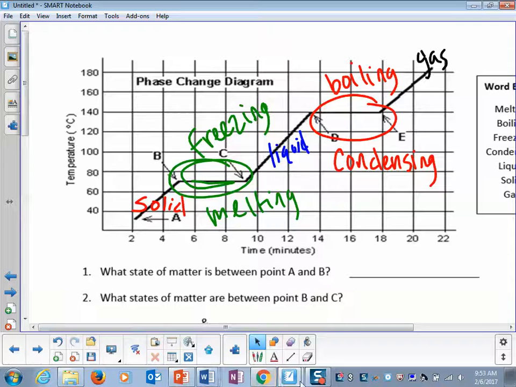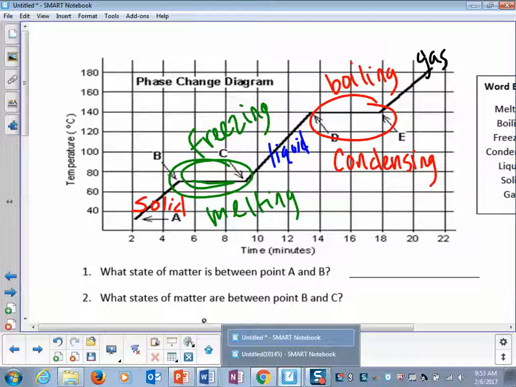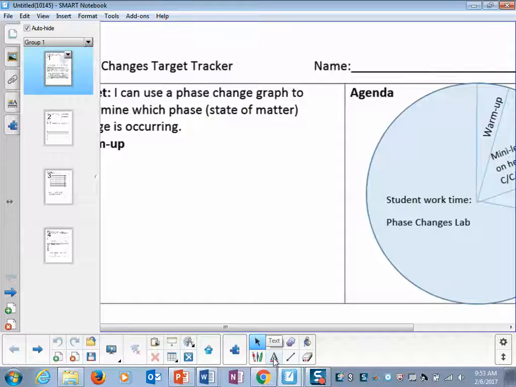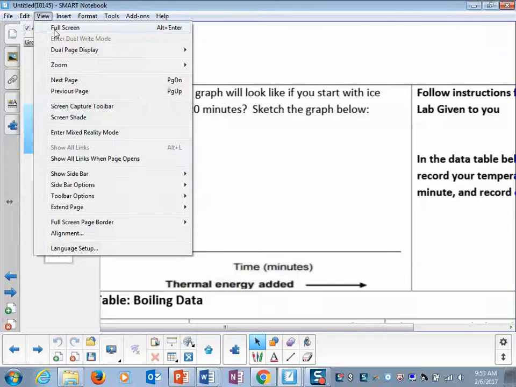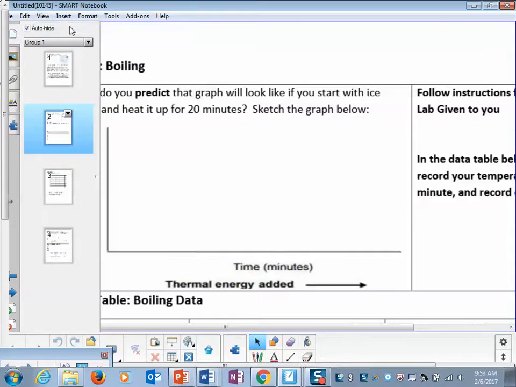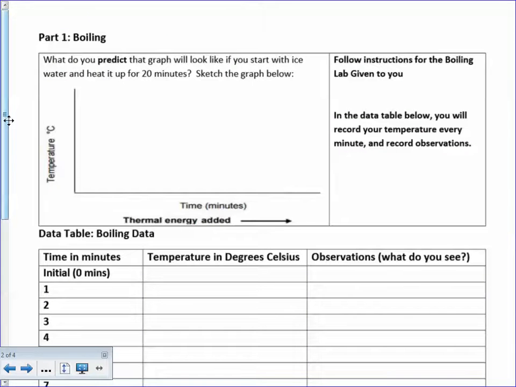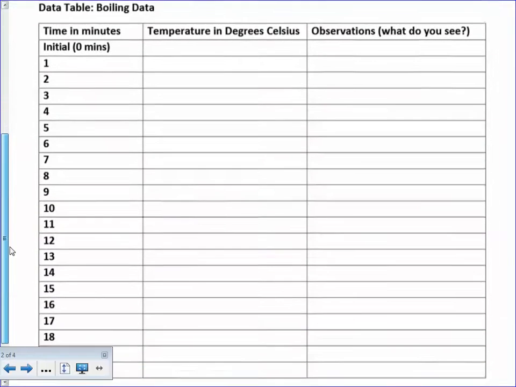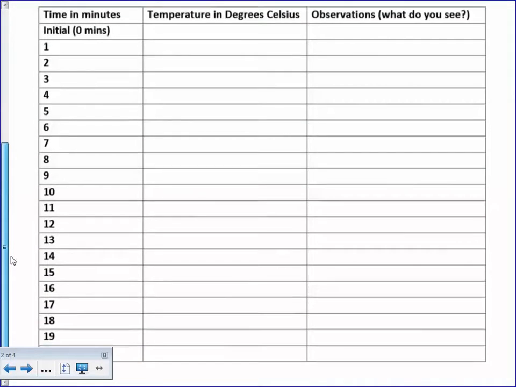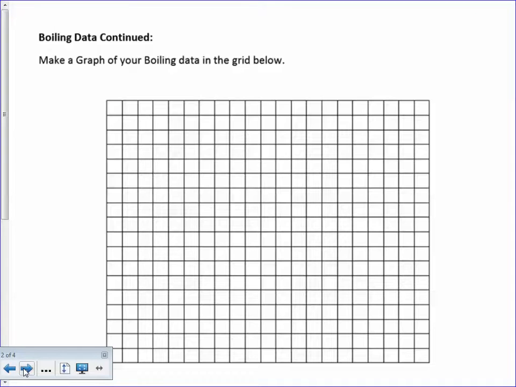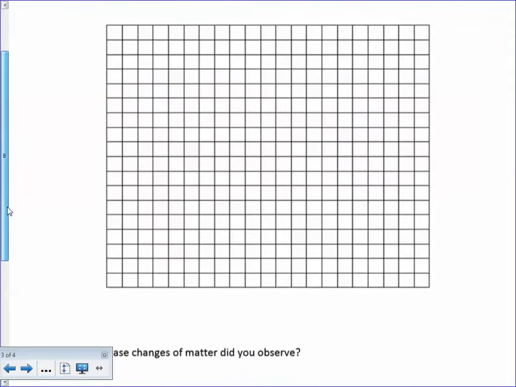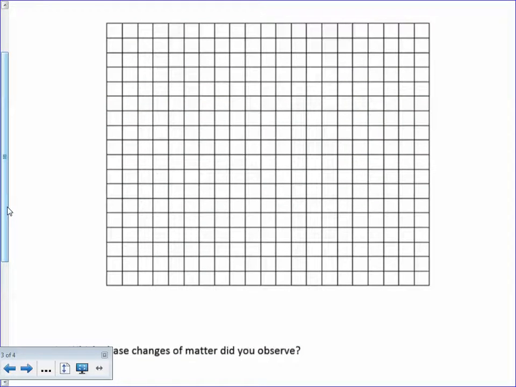Another thing I want to look at is you're supposed to go back and actually get your phase change lab target tracker from what we did last week and didn't have time to finish. So you should have on your lab, get it up here, this was the data that you collected from the boiling. So we started with the ice melting, water boiling. This was your data. You're going to use this to actually make a graph here, and I want to give you a little bit of assistance with this.